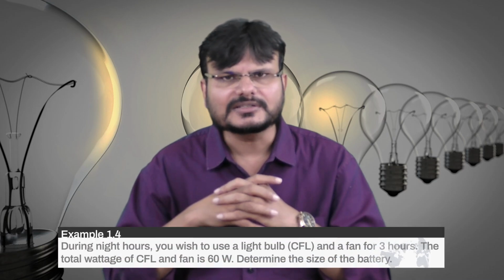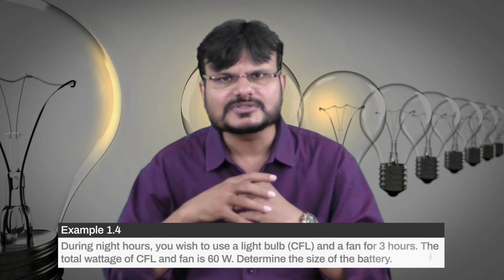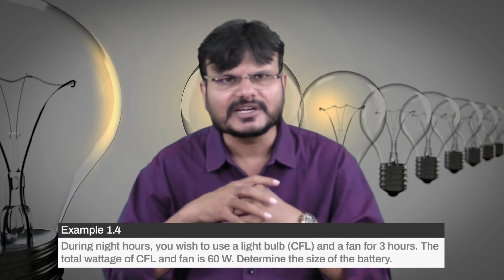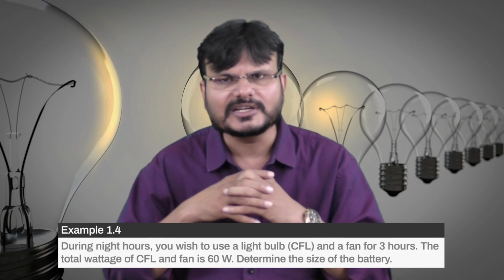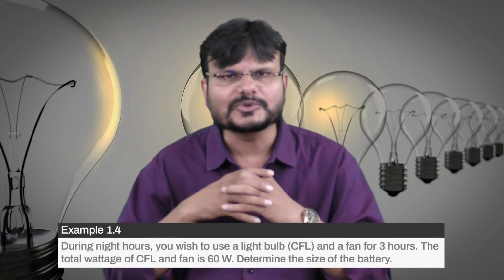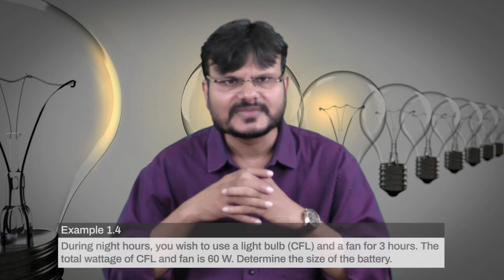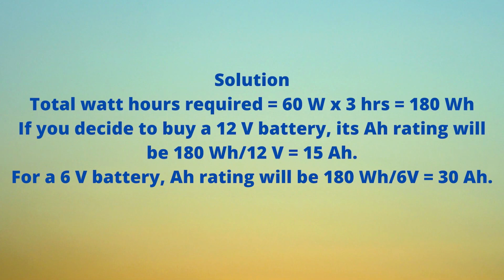Now we can take one example. During night hours, suppose you wish to use a light bulb, that is a CFL, and a fan for 3 hours. The total wattage of the CFL and fan is 60 watt. So you have to determine the size of the battery. How will you decide the size of the battery? The total watt hour required is 60 watt multiplied by 3 hours. It comes to 180 watt hour.